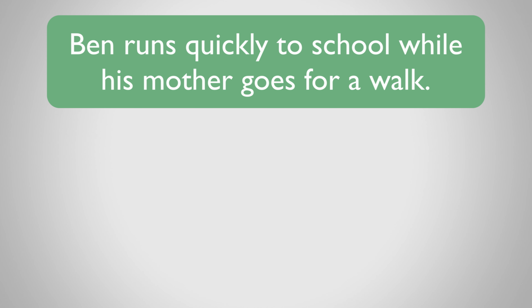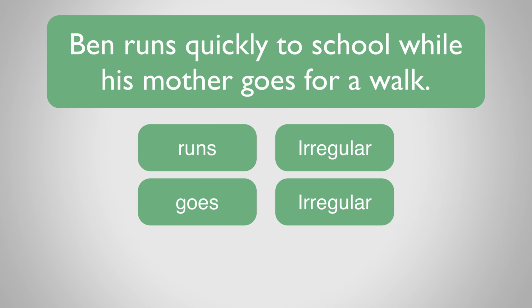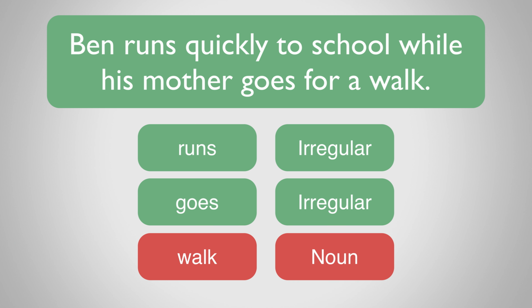Okay, the first verb is runs. This is an irregular verb, so we'll need to be careful not to be caught out with that. The second verb is goes. This is based upon the verb to go, and again it's an irregular verb, so we'll need to be careful. We also need to watch out for the word walk. In this sentence, this isn't a verb, it's a noun.